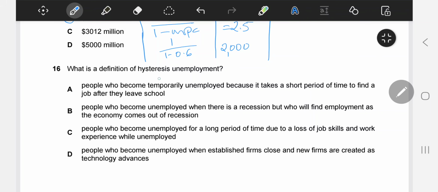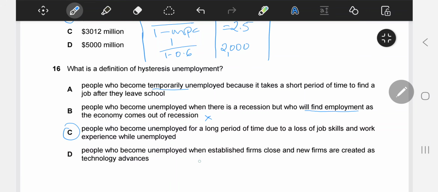What is a definition of hysteresis unemployment? This is basically where people get unemployed and then they stay unemployed and eventually lose their skills. People who become temporarily unemployed, it's not temporary, it's for a long time. People who become unemployed when there's a recession, but who find employment, so this one is out, because they don't find jobs later. People who become unemployed for a long period of time due to a loss of job skills and work. Okay, that one is good.